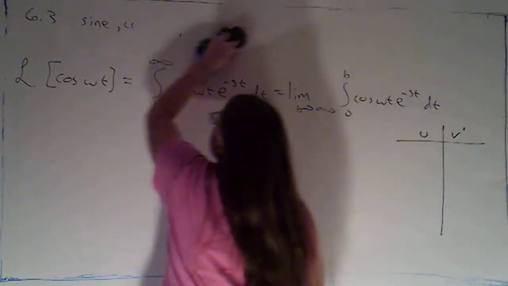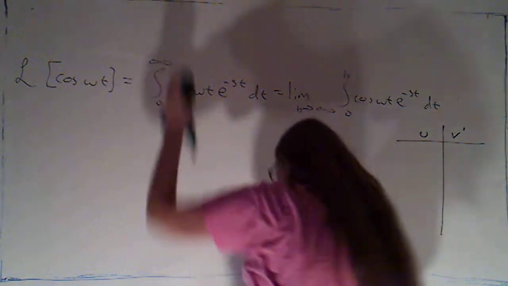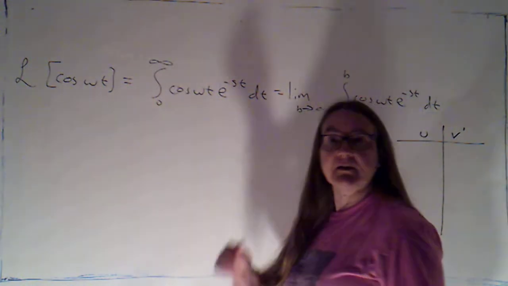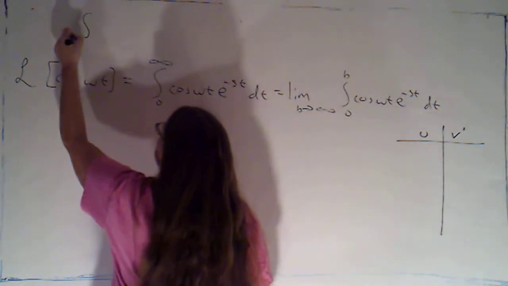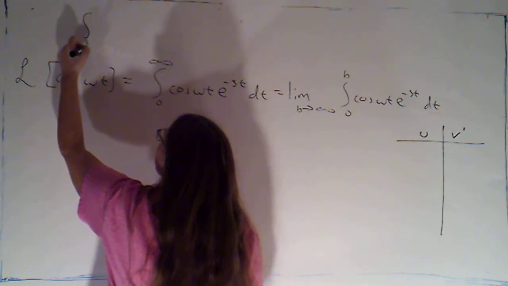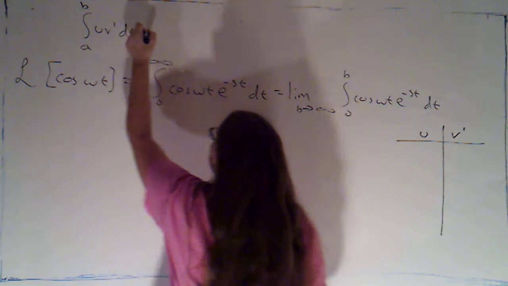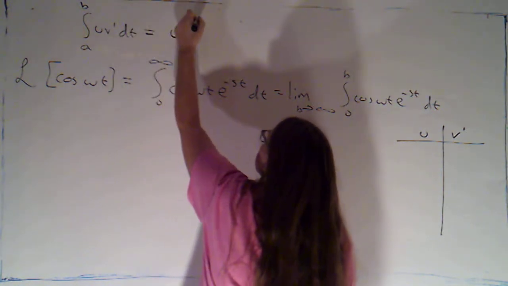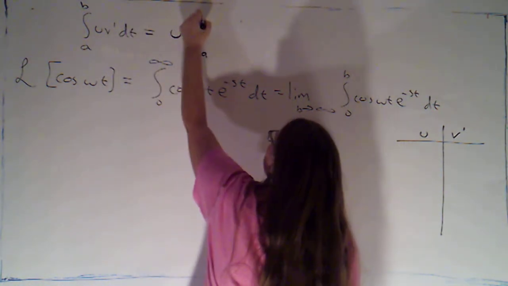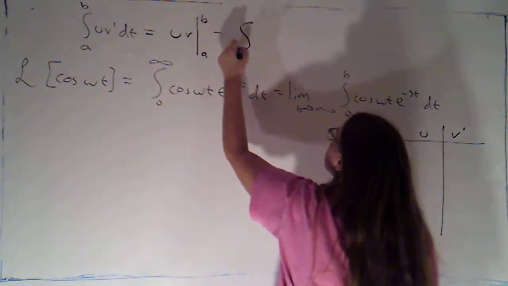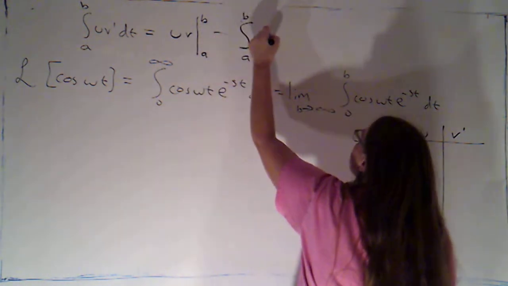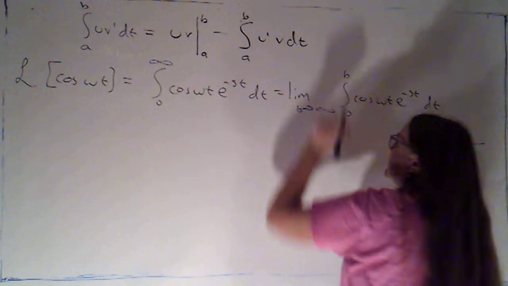I'm going to just write up at the top, remind us what our formula is for integration by parts. That tells us that if I'm integrating from a to b, u v prime dt, that's equal to u times v evaluated between a and b, minus the integral from a to b of u prime times v dt.